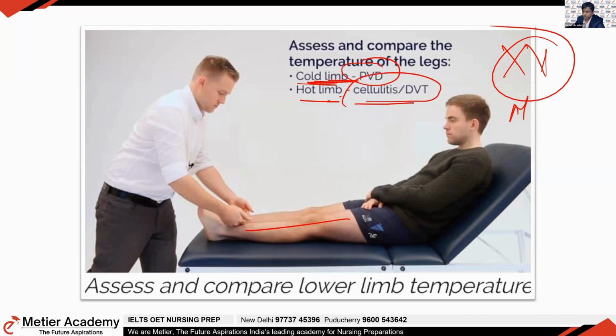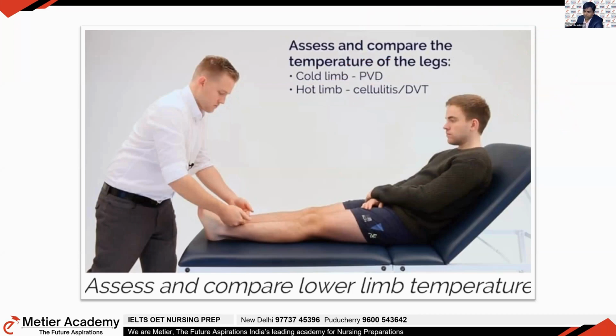MCQ: how does the assessment happen in the periphery? It's the Buerger-Allen exercise, the same pattern. It's a Buerger-Allen test. PVD is peripheral vascular disorder.